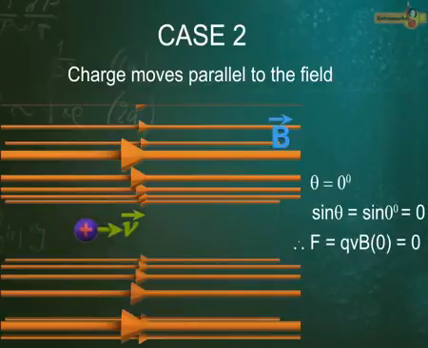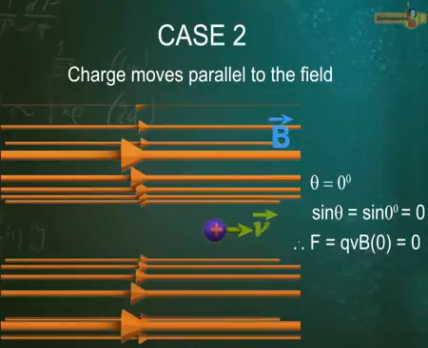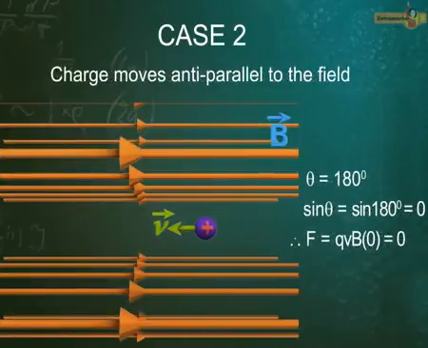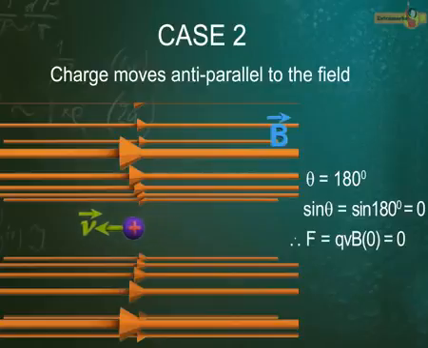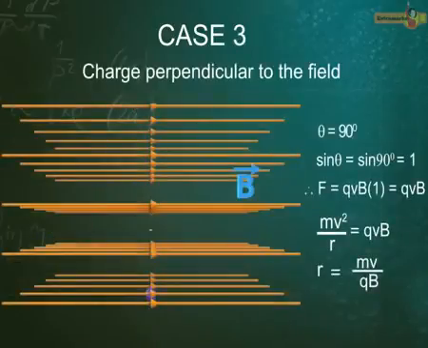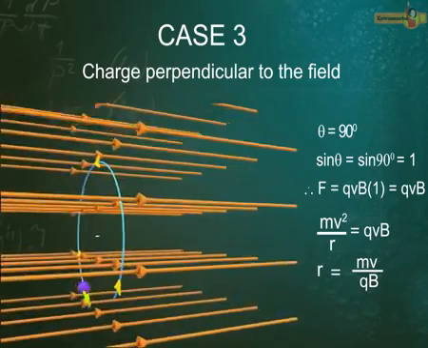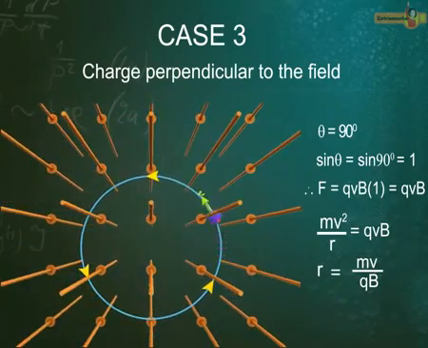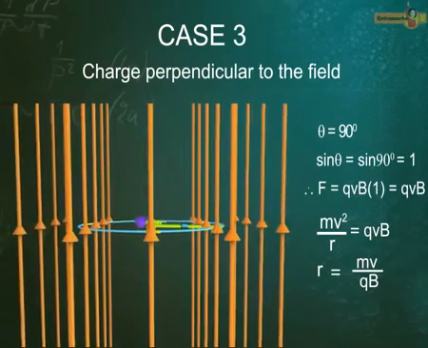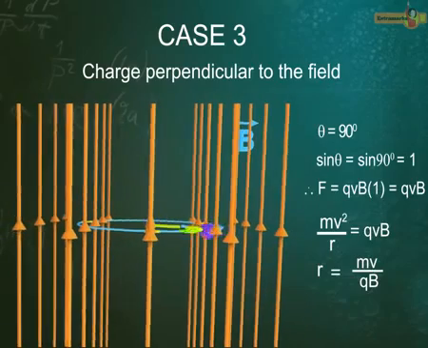Case 2. The positive charge moves parallel or antiparallel to the magnetic field. It continues to move along the same line with the same velocity in the same direction since the force experienced is again zero. Case 3. The charged particle moves perpendicular to the direction of magnetic field. It experiences a force in a direction perpendicular to the plane containing V and B. This force provides the centripetal force and makes the charged particle move along a circular path of radius r equal to mv by qB.